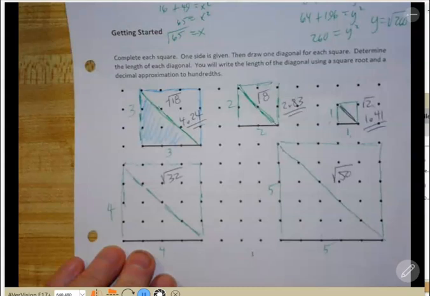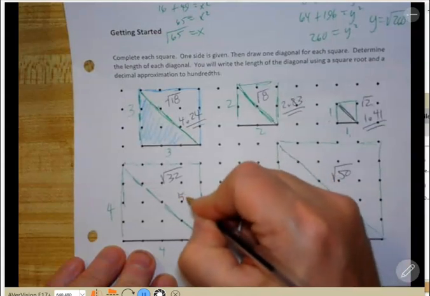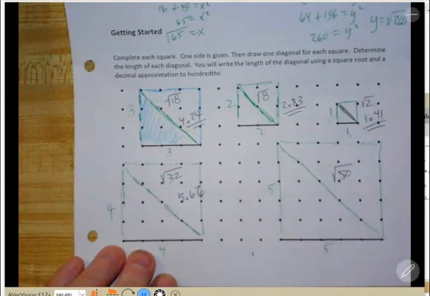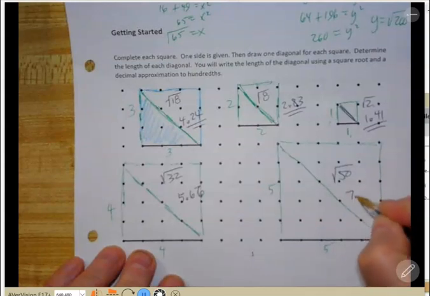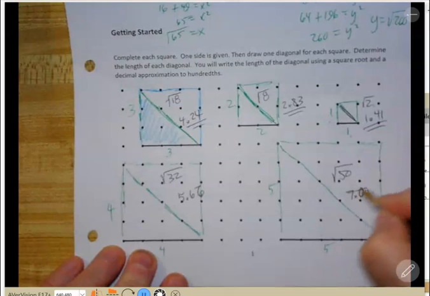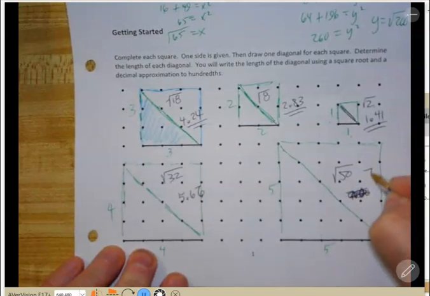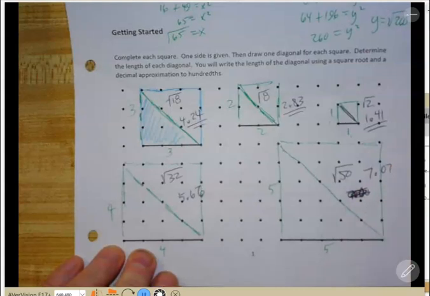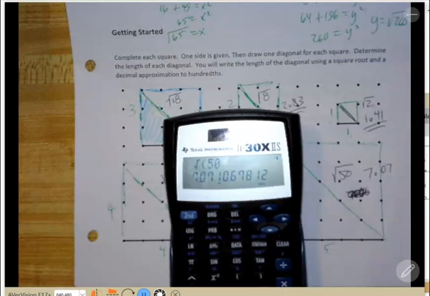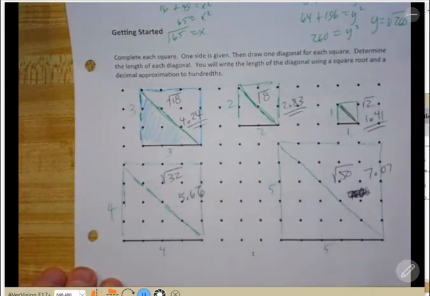Square root of 32, hopefully you got 5.66. And the square root of 50, hopefully you got 7.07. I said it right, but didn't write it correctly. So again, square root of 50 is 7.07. Okay.